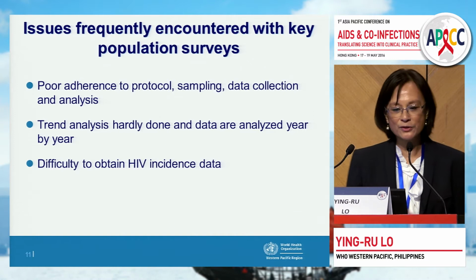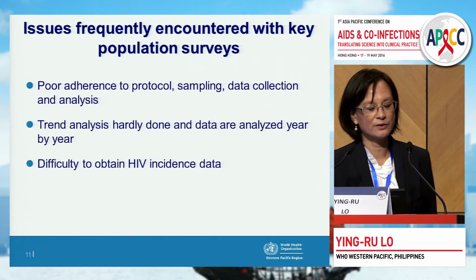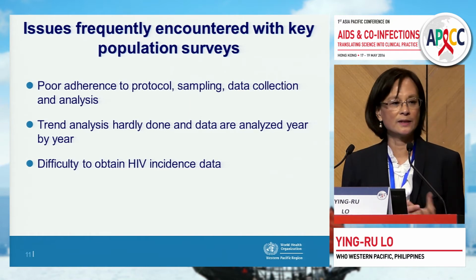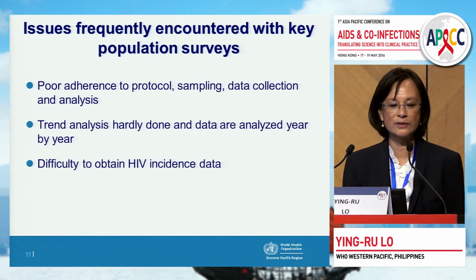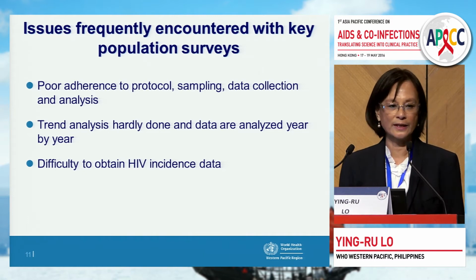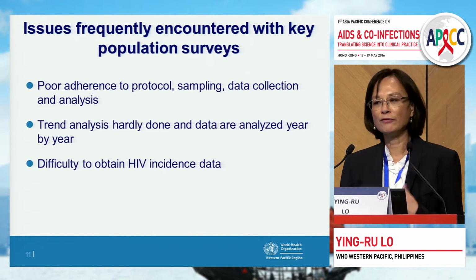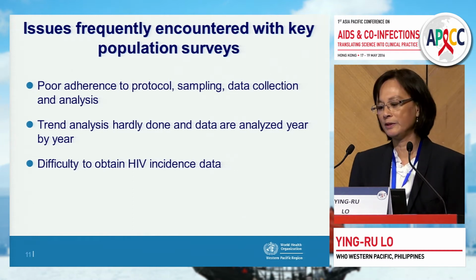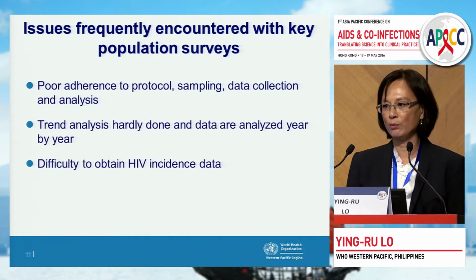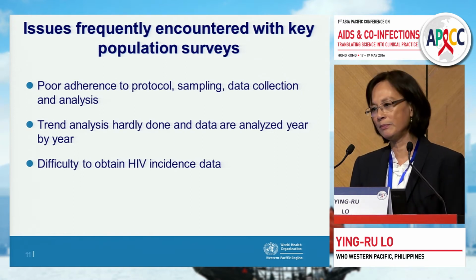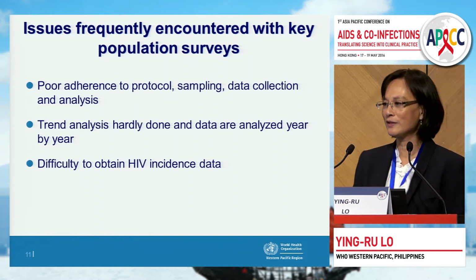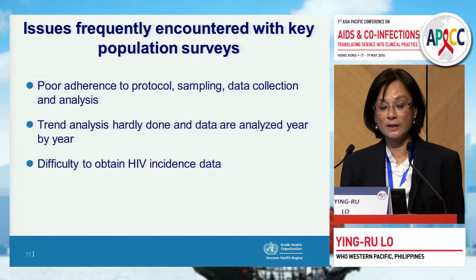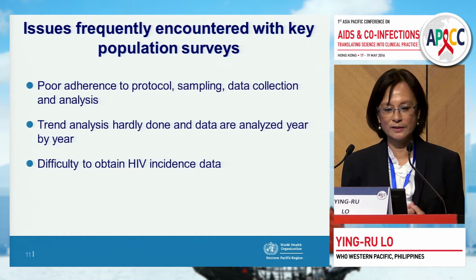Okay. So issues frequently encountered with key population surveys over the past years and still today is that we have poor adherence to protocol, to sampling, to data collection and analysis. Often it is also that governments who are responsible, the Department of Epidemiology, may not be very well equipped to conduct the surveillance in key populations because they are part of the system which creates stigma and discrimination and also criminalizes individuals. So it's complicated.